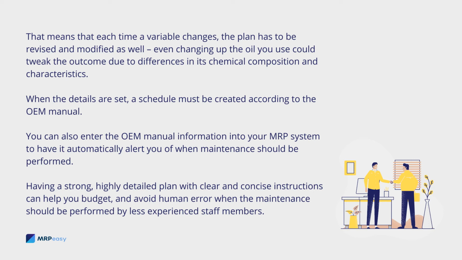When the details are set, a schedule must be created, according to the OEM manual. You can also enter the OEM manual information into your MRP system to have it automatically alert you of when maintenance should be performed. Having a strong, highly detailed plan with clear and concise instructions can help you budget and avoid human error when the maintenance should be performed by less experienced staff members.